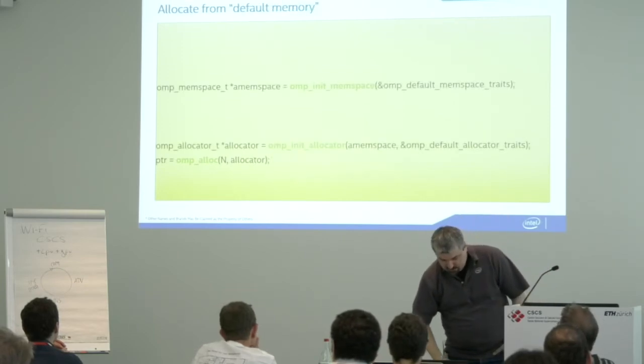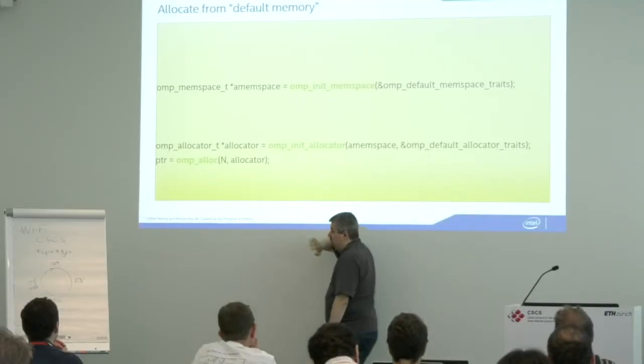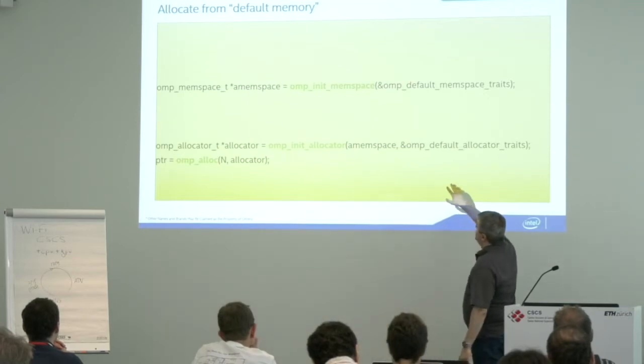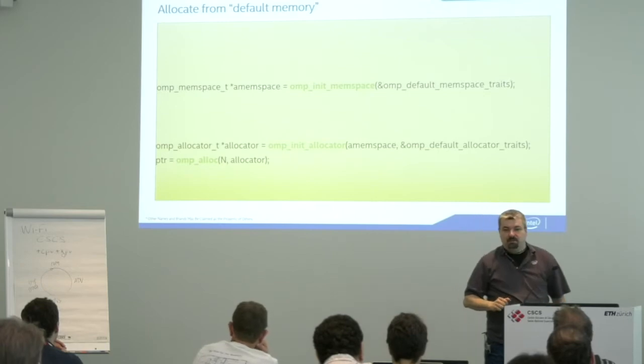Then the other thing that you can do is make the example slightly more complicated by creating an allocator, feeding that into your allocation function, right? And then the allocator takes a memory space that it should draw memory from.